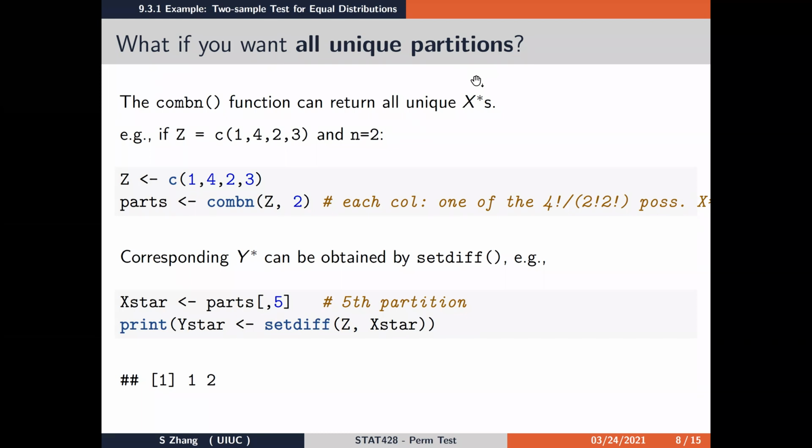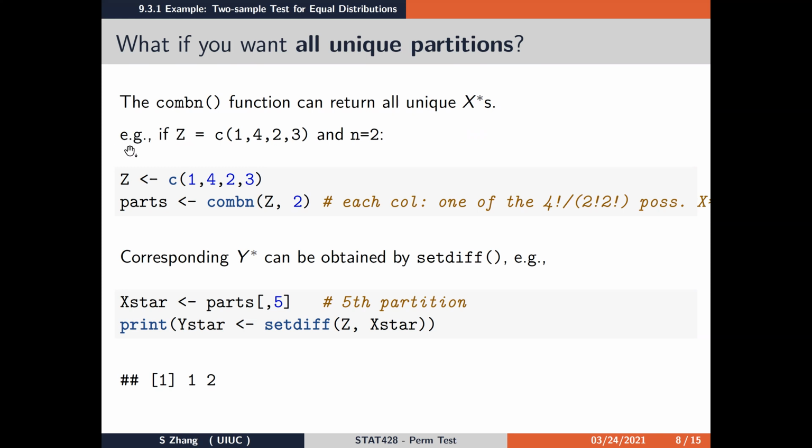Okay, so there's one question you might ask. For this particular example, our large N choose small n is going to be really large, so we want to do Monte Carlo sampling. So what if our N choose n is actually not that large and we want to look at all of the possible unique partitions? This is something you can get using the combination function in R. It's spelled COMBN. This function can return all of the unique partitions, or in other words, the unique X stars, if we choose a total of n elements from the Z's.